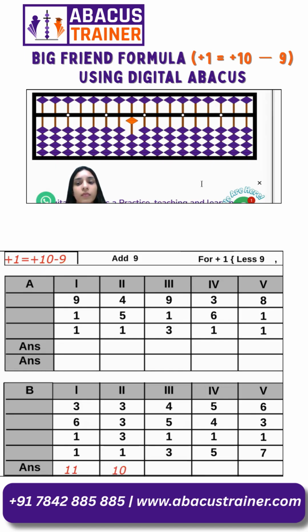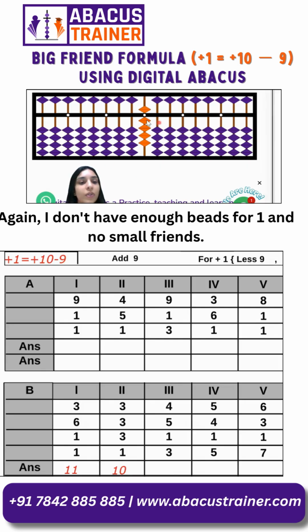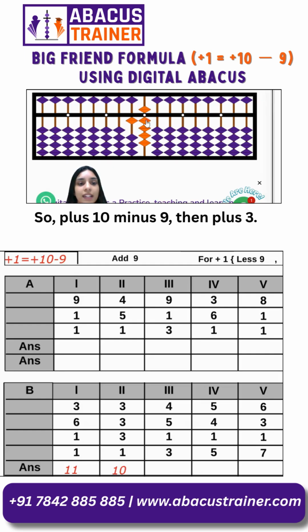Next question. 4, added 4, 5, then 1. Again, I don't have enough beats for 1 and no small friends. So, plus 10 minus 9. Then plus 3. My answer is 13.